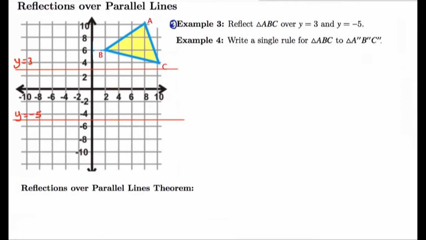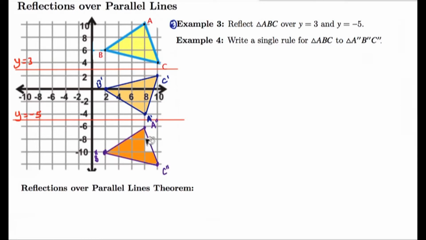So I'm going to draw the lines here. Y equals 3 and y equals negative 5 are horizontal lines. And I'm going to reflect ABC first over y equals 3. So the prime points are going to be equidistant to the line as the ABC points are. So here's my first reflection. And then I'm going to take this figure and reflect it across y equals negative 5. I'm going to do a double reflection here with parallel lines.